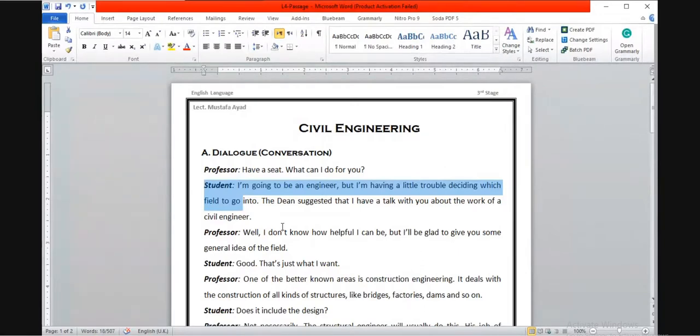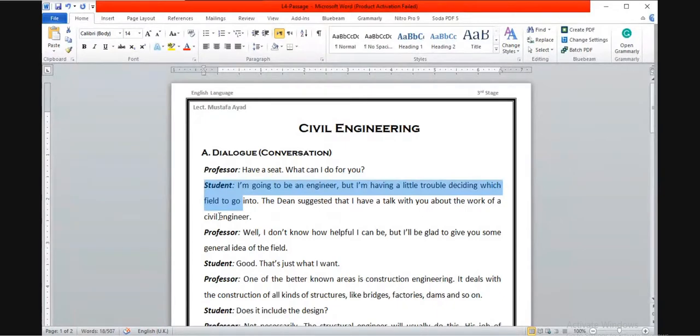So, the student here is saying, I'm going to be an engineer, which means a civil engineer, of course, because they are talking about civil engineering. And you students, inshallah, in a year, you are going to be civil engineers. But I'm having a little trouble deciding which field to go into. So Noor Abbas, the question here, what is the problem with this student? The student has got a problem or a trouble, any problem.